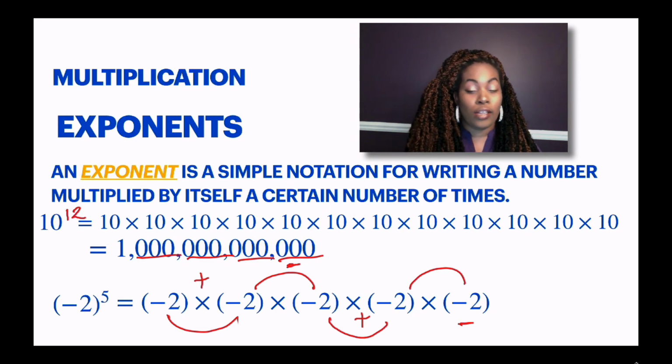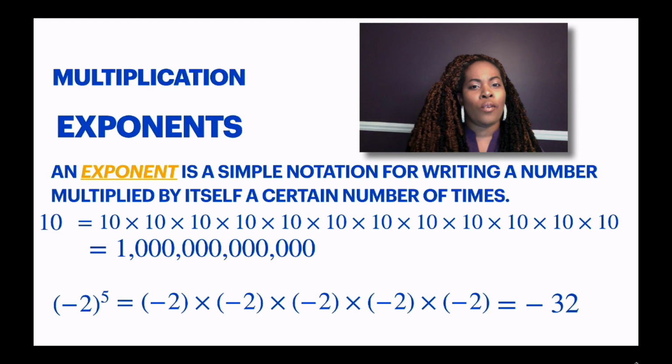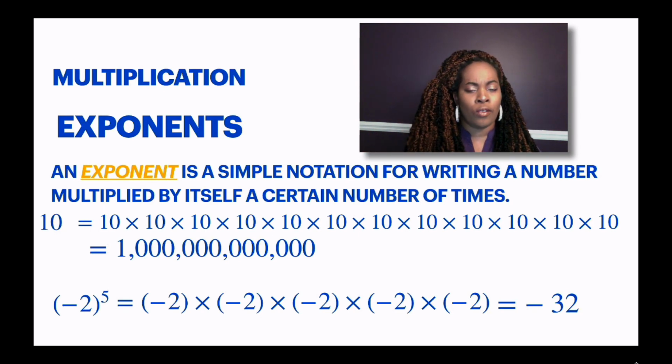What's 2 times 2 times 2 times 2 times 2? 2 times 2 is 4. 4 times 2 is 8. 8 times 2 is 16. 16 times 2, that's 32. So we know our answer is going to be -32. That was pretty cool. So make sure that whenever you're working with negatives as a base, you really pay attention to the signs, because you want to make sure that you get the right sign in the end, okay?